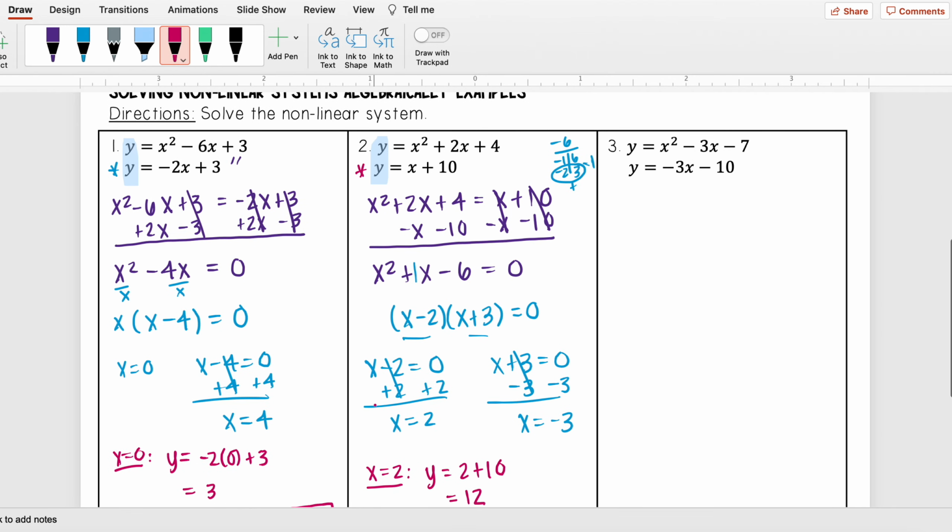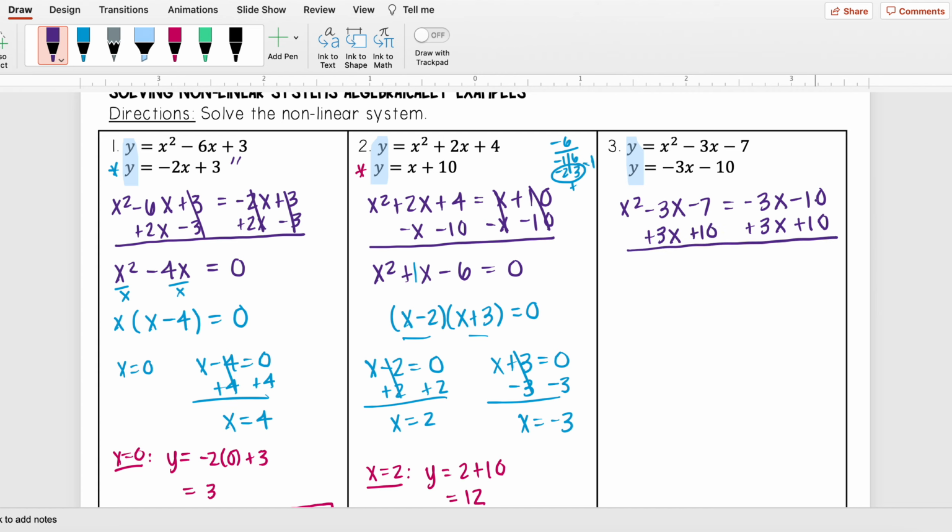Okay, let's look at one last one. So here we're going to start with that same step. Since they're both equal to y, I'm going to set them equal to one another. So I have x squared minus 3x minus 7 is equal to negative 3x minus 10. I want to get all of my terms on one side, so I add 3x plus 10, and so I have x squared. My x term actually cancels out here, and then negative 7 plus 10, I get 3.